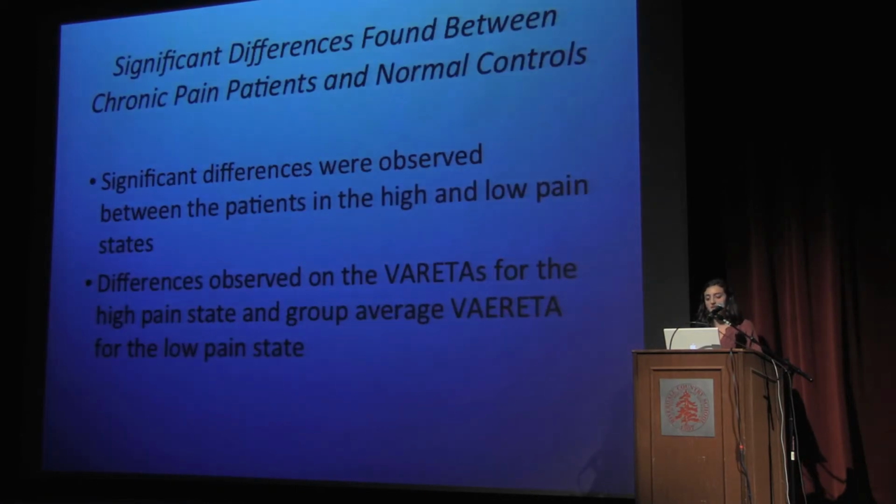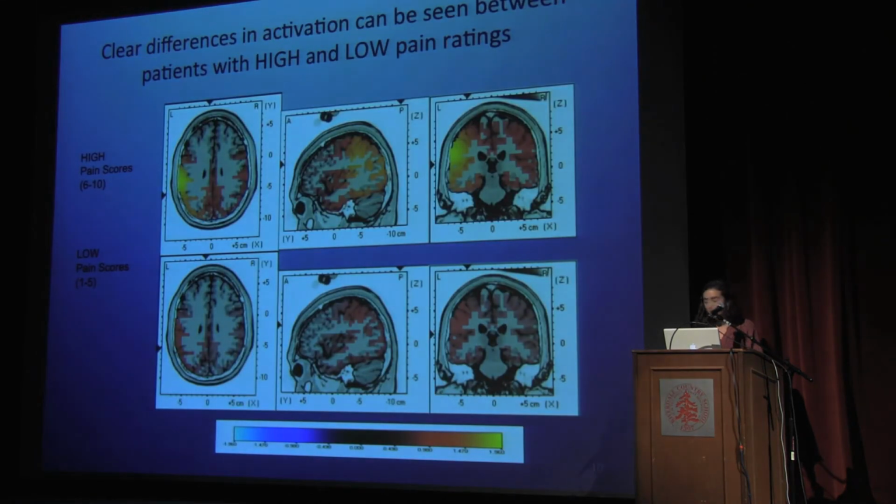So we saw significant differences between chronic pain patients and the normal controls, and there's a big difference in the high and low pain states, and EEGs can be used to quantify and localize pain. As you can see here, in patients with high and low pain states, the pain scores are seen. They were taken from these different questionnaires and self-administered different things that we gave to the patients.